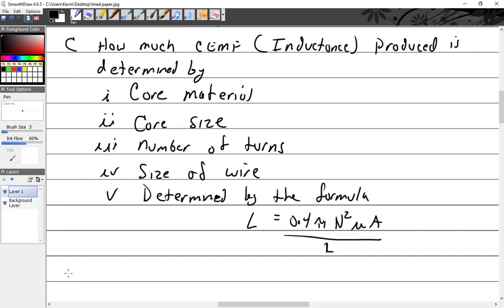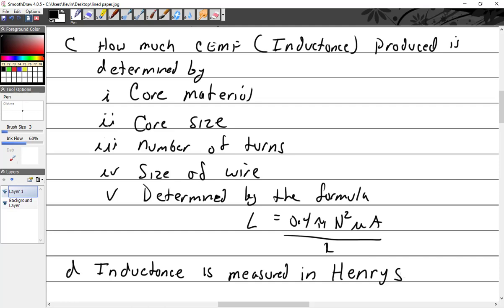But D, inductance. This is important. Inductance is measured in, who knows this one? In henries.